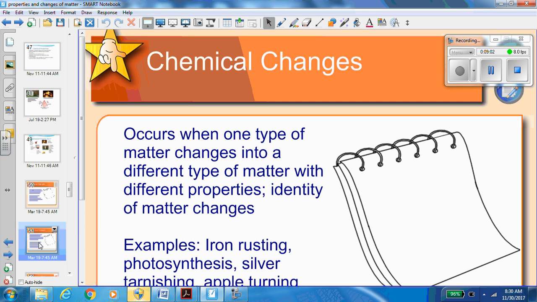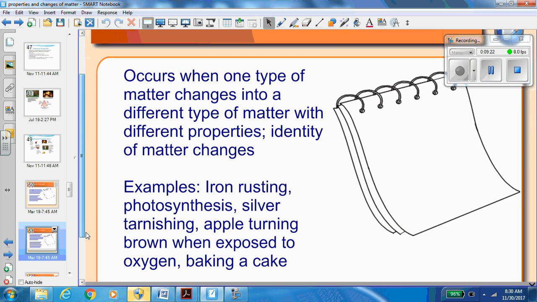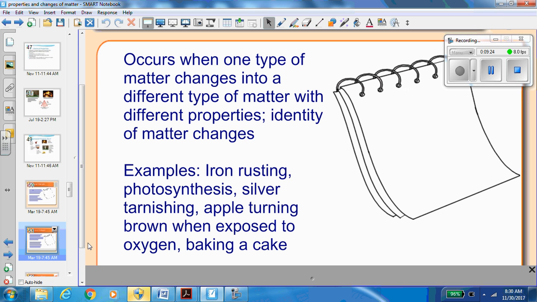Now let's look at chemical changes, okay? And we said previously that we can make observations of chemical properties when matter goes through chemical changes. So when matter does go through a chemical change, that is when it is changing into a different type of matter with different properties. Now the identity of the matter is going to change whenever we're talking about a chemical change. Some examples of that would be iron rusting, the process of photosynthesis, because whenever plants go through that process, they are producing or making a new substance that was not there before.